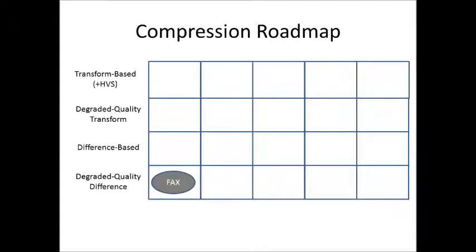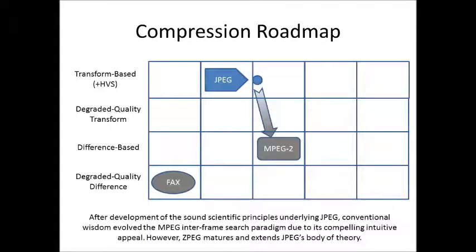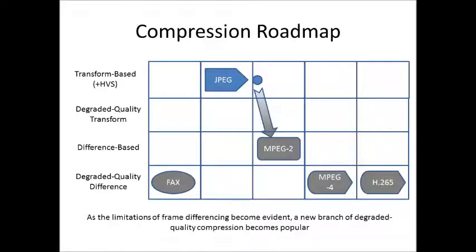Our compression roadmap starts with the differencing-based fax transmission, which dominated still image transmission for 30 years. The next advance, JPEG, the first transform-based compression algorithm, provides optimal single-frame compression to this day. The first multi-frame compression standard is MPEG. MPEG is based on conventional differencing techniques harkening back to fax technology. The limitations of frame differencing give rise to a strategy of bandwidth reduction through reduction of visual quality.